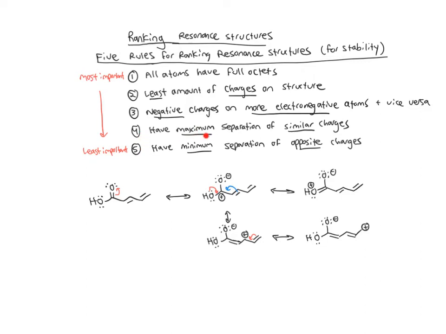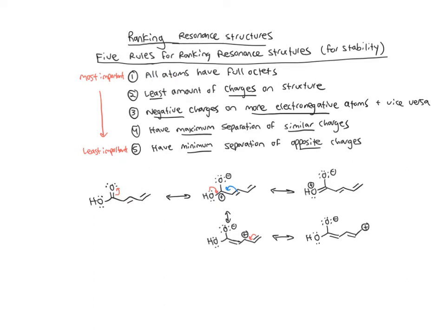We want maximum separation if those charges are similar. So having two negative charges on the molecule, we want them as far apart as possible, or two positives. Having a minimum separation of opposite charges is also the very last rule. So if we have a positive and negative, we want them as close together as possible on the structure. We're going to follow these rules from number 1 down to number 5, and the most important is the first rule.